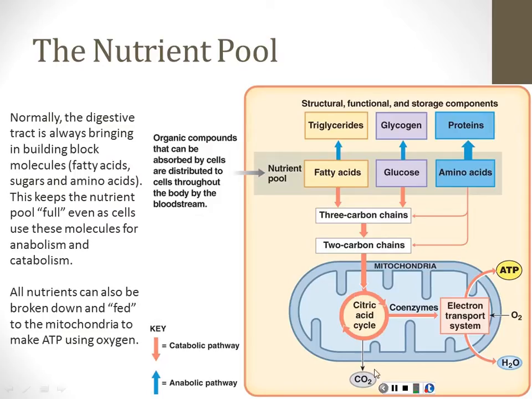So the nutrient pool can go up or it can go down, and if we're going to burn it, that happens in the mitochondria, right? The citric acid cycle, and oxidative phosphorylation, which is also called the electron transport system. Hopefully that will sound familiar to you all.